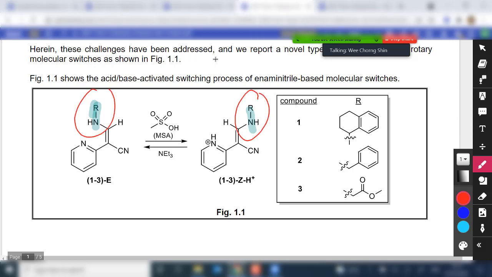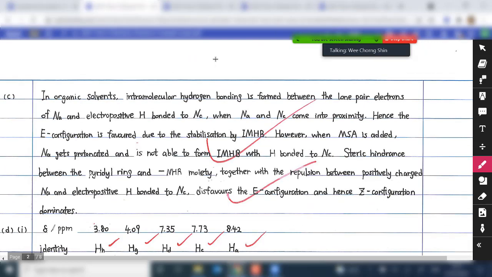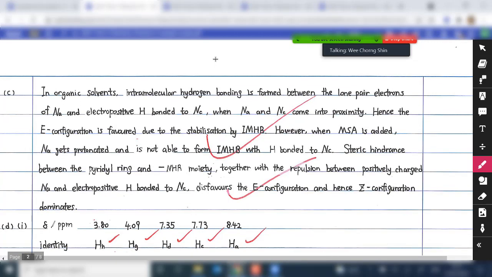So what kind of ideas can you give? Basically, students need to recognize the formation of intramolecular hydrogen bonding and how the E isomer is being stabilized. If you mention that somehow, you will get the credit. And then when protonation takes place, this is not possible anymore, and therefore the steric hindrance will cause repulsion. So you can mention that. That's pretty much what you expect, at least until part C.